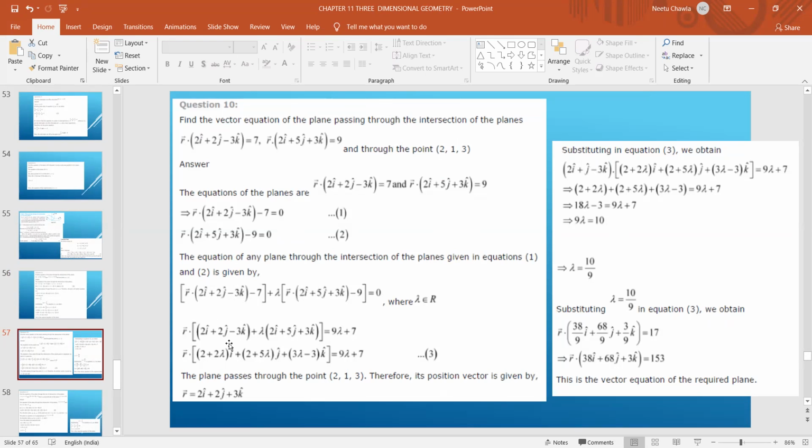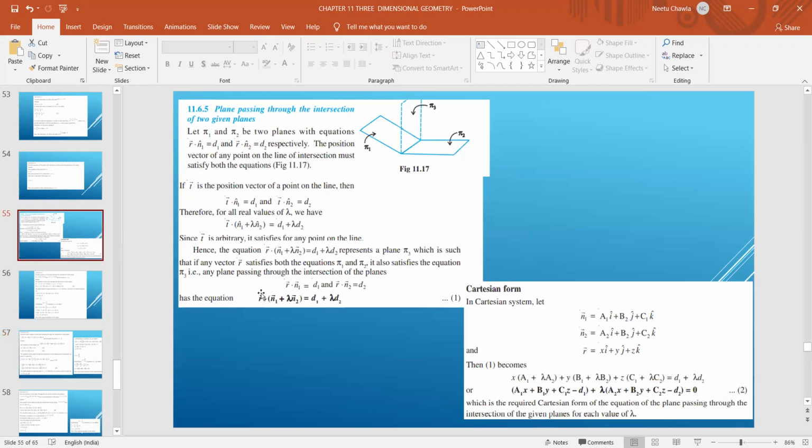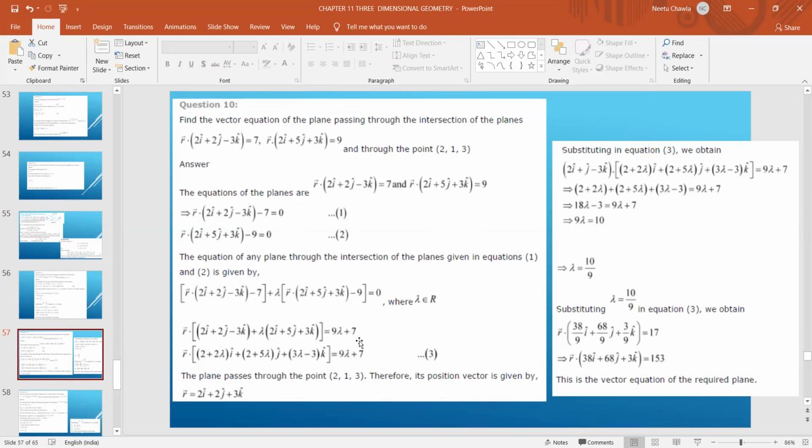Inside we had already collected all the values of i, of j and of k. Now we will be finding the dot product of this. How is this coming? This is your formula जो अभी हमने पढ़ा था. This is n1 vector plus lambda times n2 vector is equal to d1 plus lambda times d2 vector. From there it is coming.